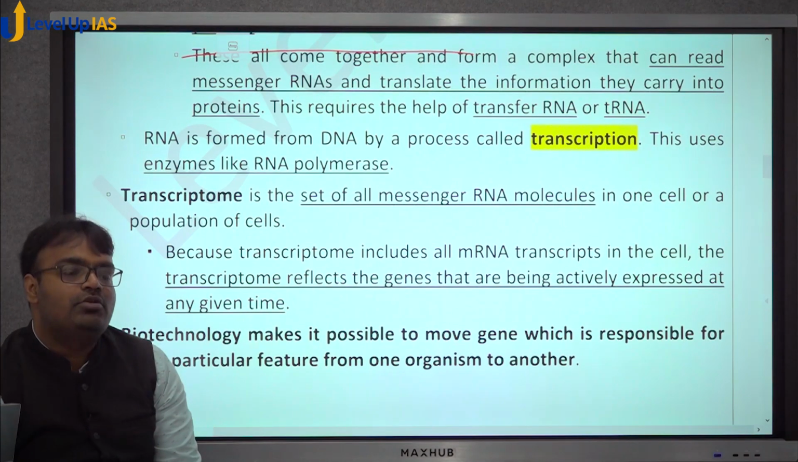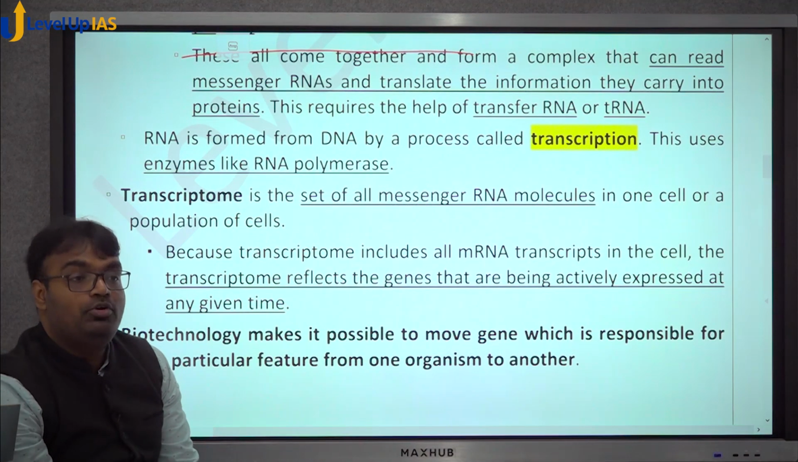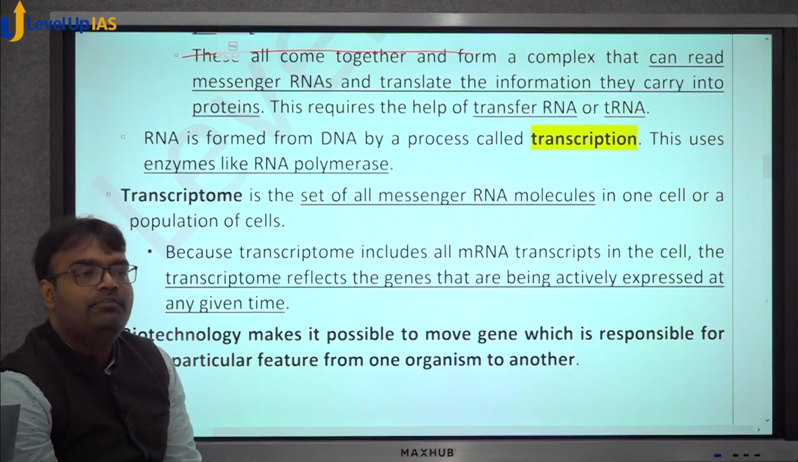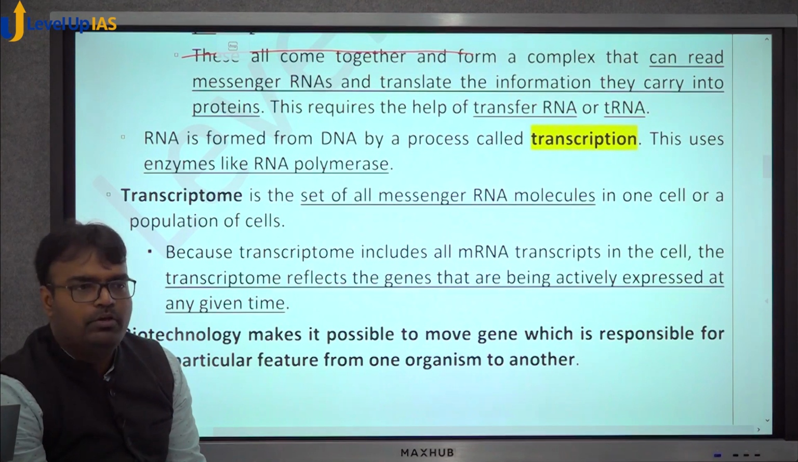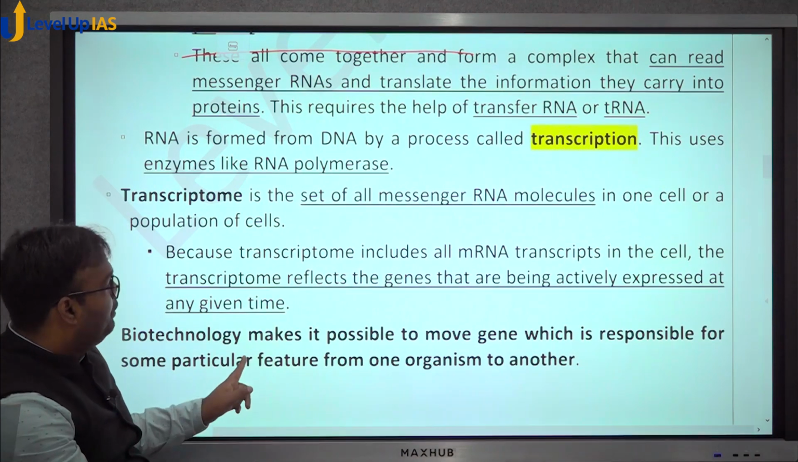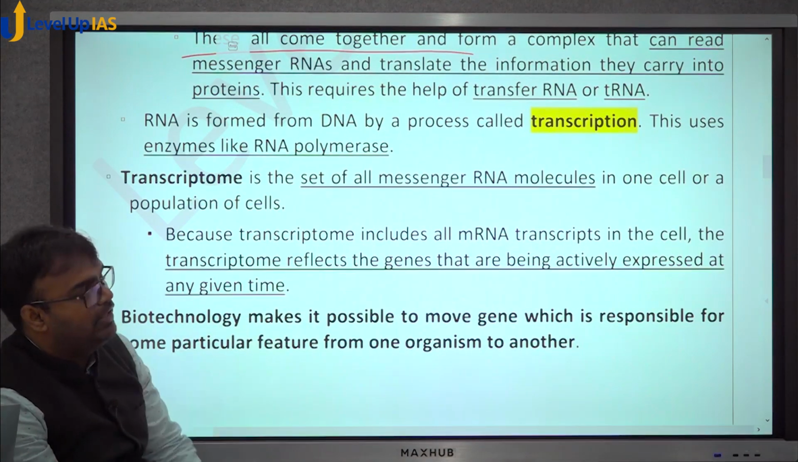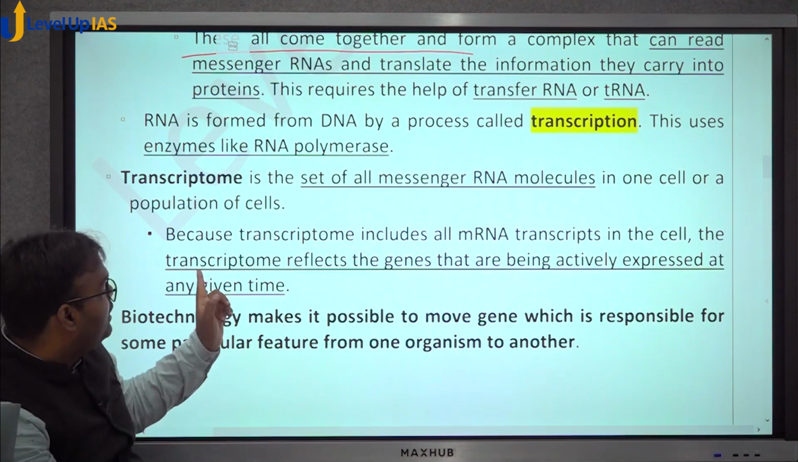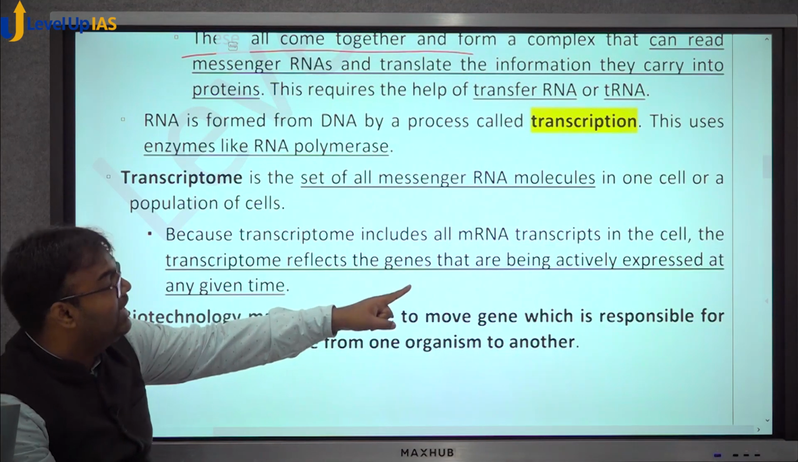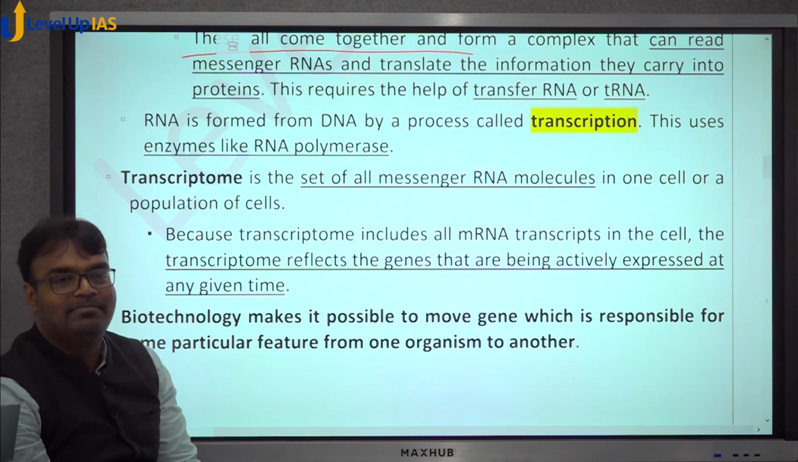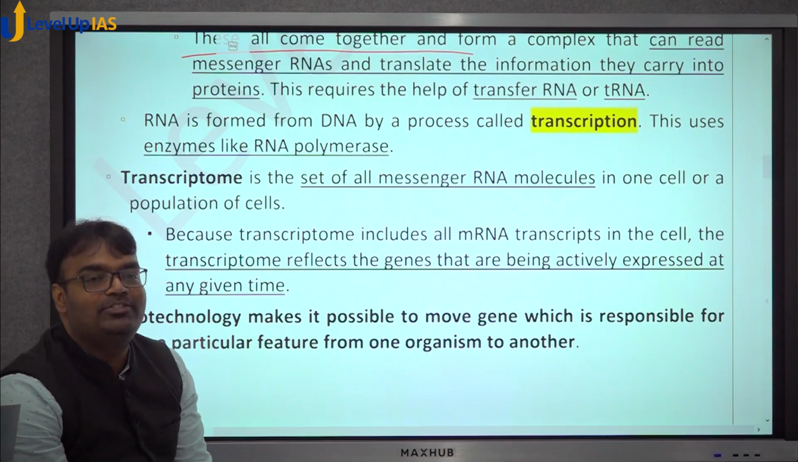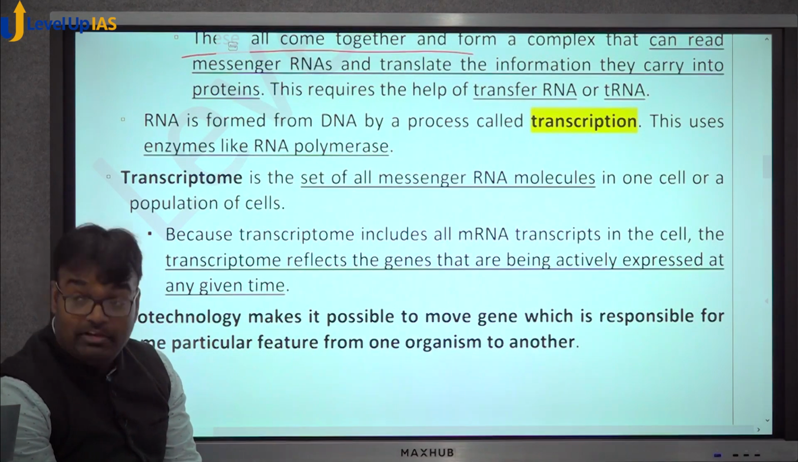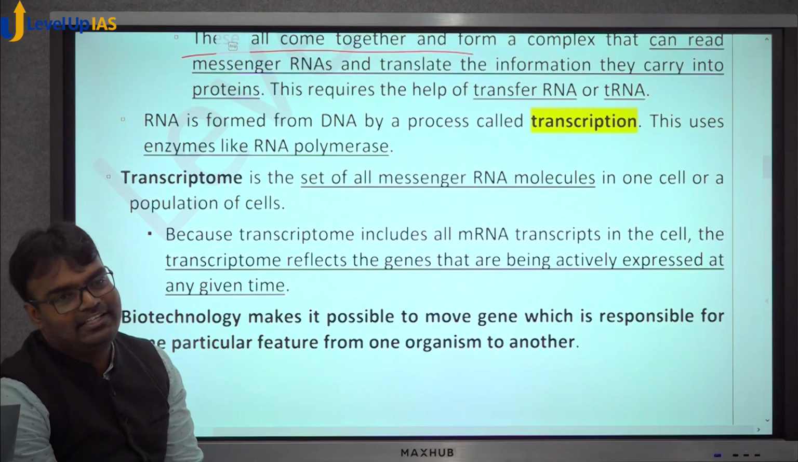In a population of cells also, in one cell that mRNA may not be there, but if it's there in another cell, that protein can be formed by your body. Okay, because the transcriptome includes all mRNA transcripts in the cell, the transcriptome reflects the genes that are being actively expressed at any given time. If mRNA is not there, that gene is not getting expressed. If mRNA is there, that gene is getting expressed.